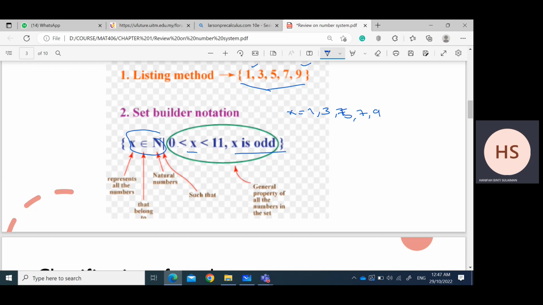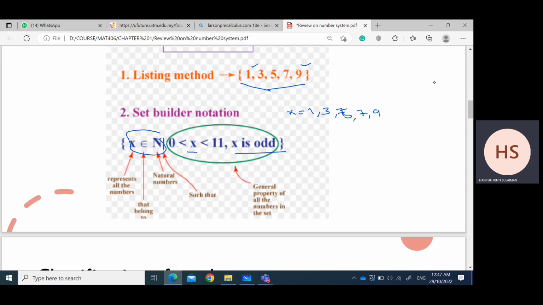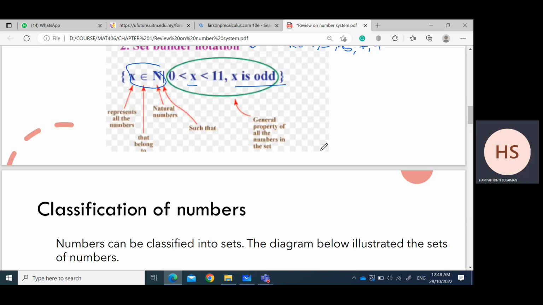Okay. Right. So apa yang nak disampaikan dekat sini adalah kalau you list the numbers based on this set builder, you akan dapat yang inilah. Ataupun daripada listing method, you nak jadikan dia dalam bentuk set builder, then dia akan jadi macam ini. Itu maksudnya. Okay. So di dalam bulatan hijau ni kita kenali sebagai general property of all the numbers in the set. This is a general form bagi number X yang lebih besar daripada 0 sehingga less than 11. Okay, so that is about set.